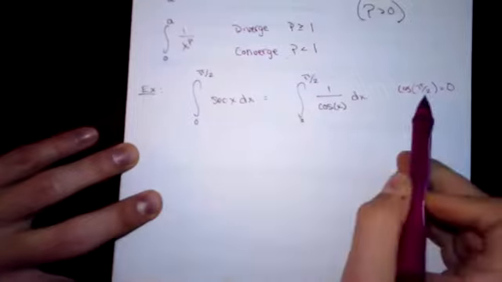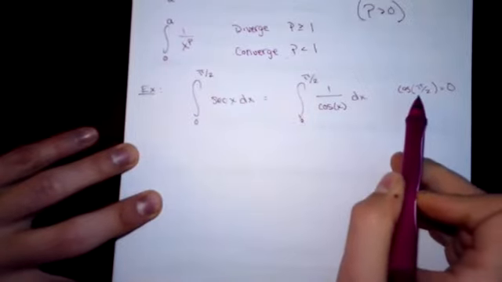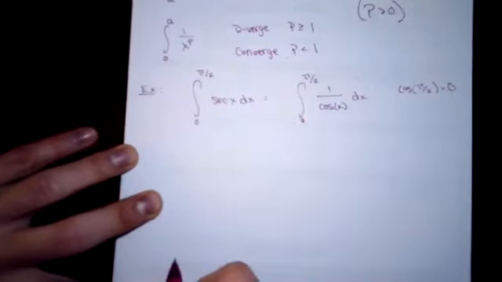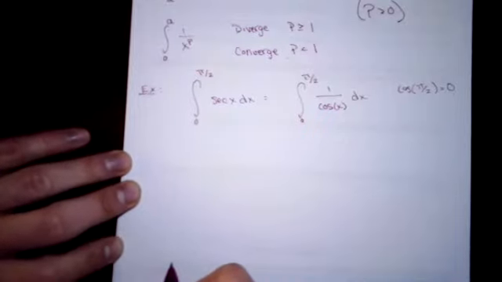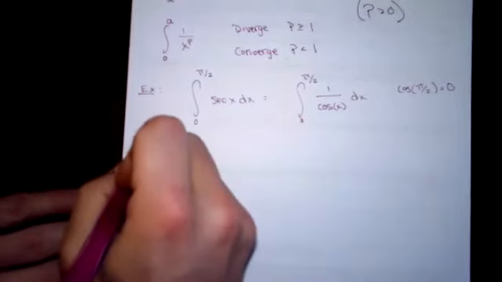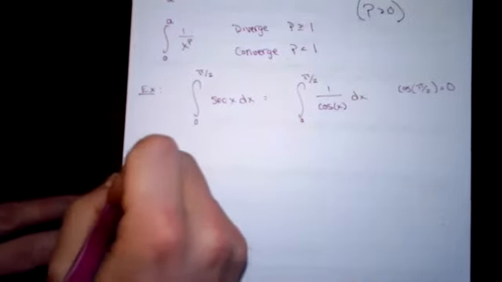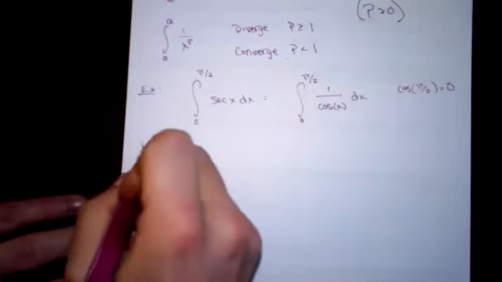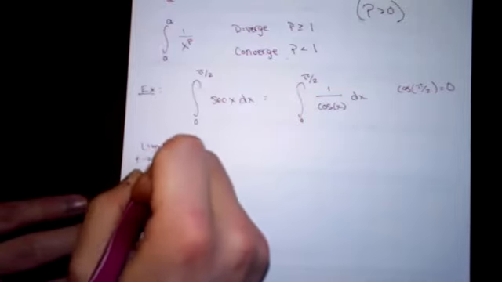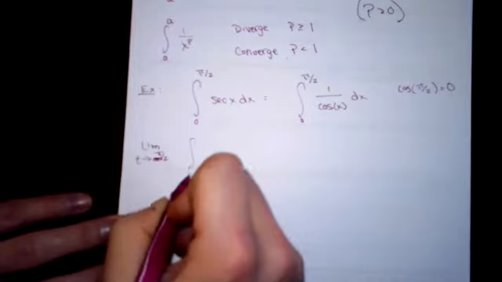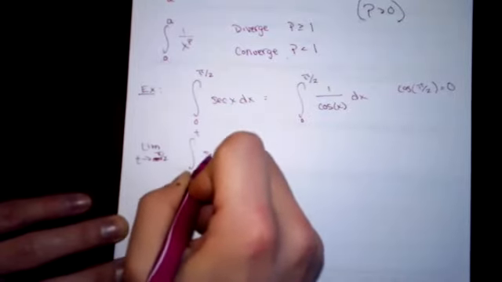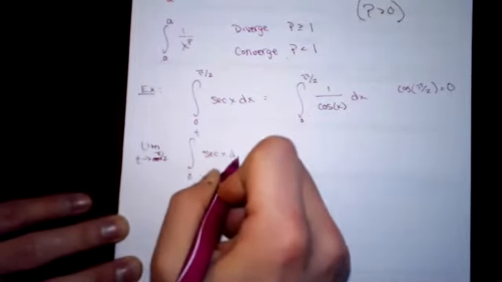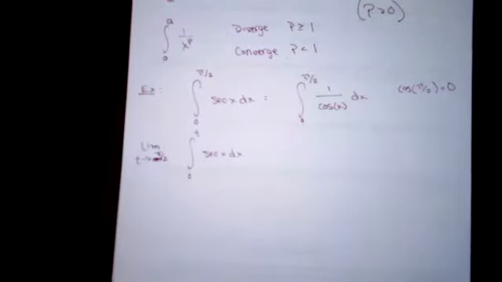In other words, secant is going to have an asymptote at pi over 2. So it's going to be an improper integral around pi over 2. So we can set up our limit as t goes to pi over 2, integral from 0 to t of secant x dx. And then how do we integrate secant of x?